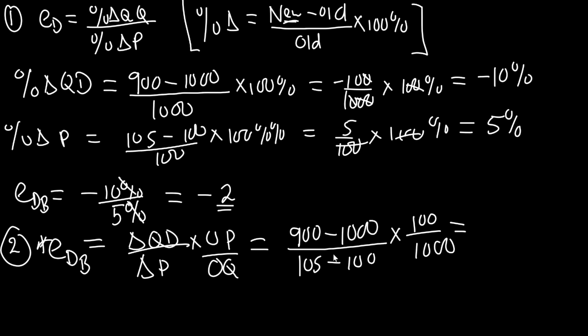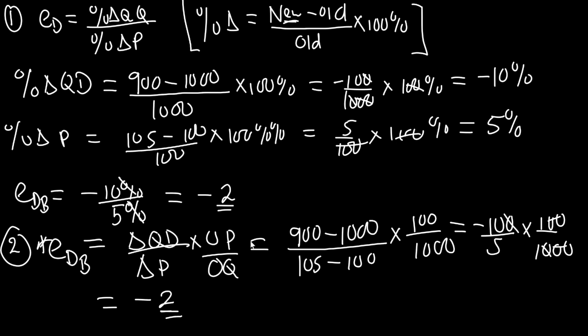And hence, if you subtract 900 and 1000, it's a minus 100, divided by 105 minus 100, which is 5. You multiply by 100 over 1000. So this cancels with that. 10 over 5 is minus 2. So we get negative 2 as well, which is the same as this. And if you manage to get this, well done.